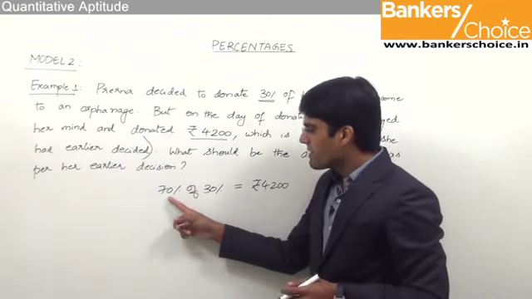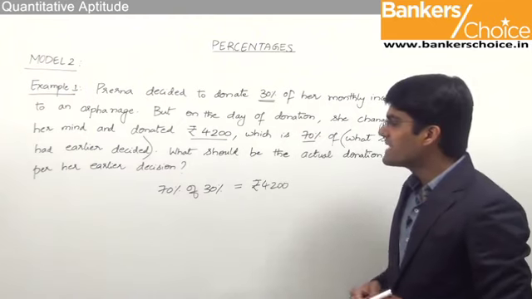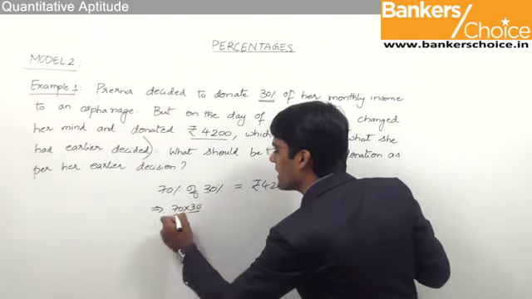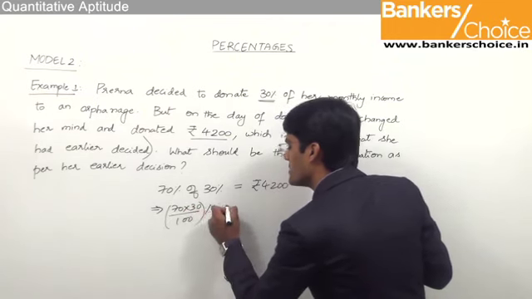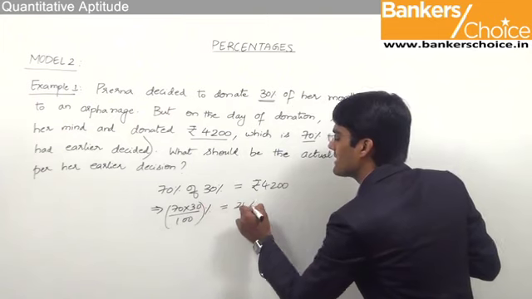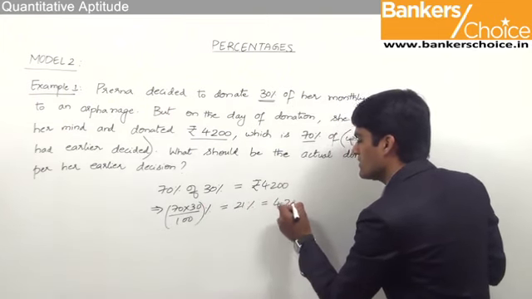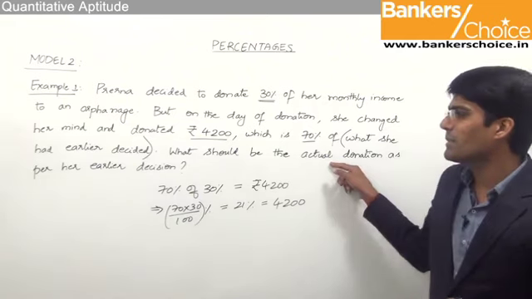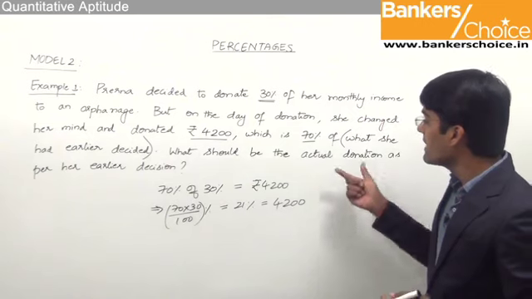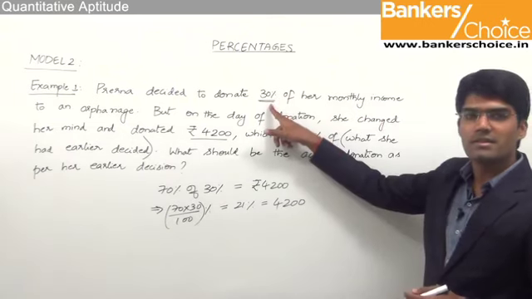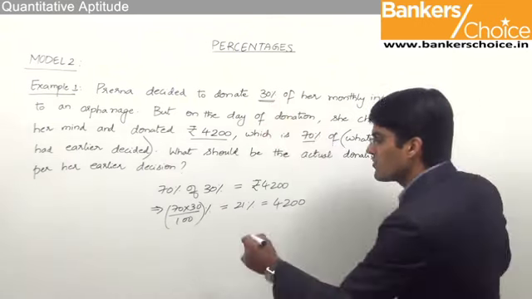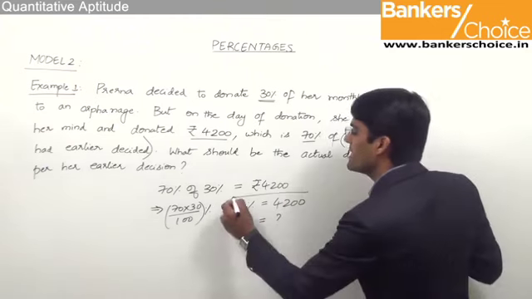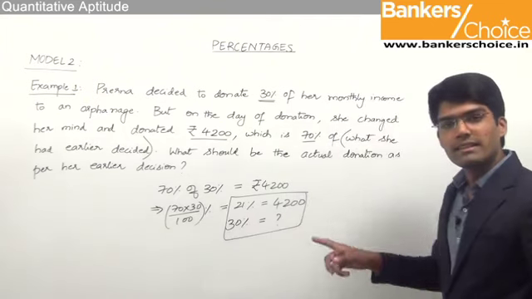Now, going by the concept of percentage, we can say that 70% of 30% is nothing but 70 into 30 by 100%, which is equal to 21%. And this is given as 4,200. And we are supposed to find out what should be the actual donation as per our earlier decision. We very well know that the actual donation has to be 30% because that was our earlier decision. So we are supposed to find out 30% is equivalent to what? So we know that 21% is 4,200, 30% should be what?